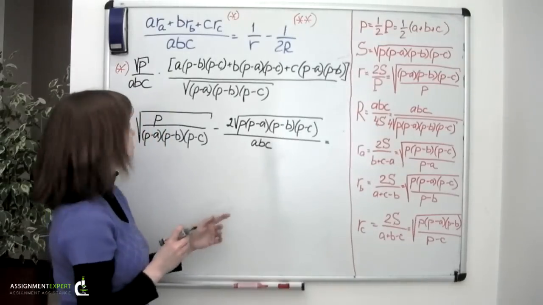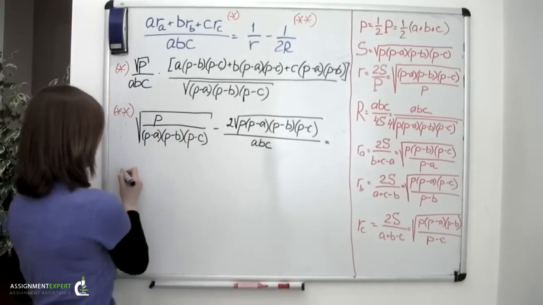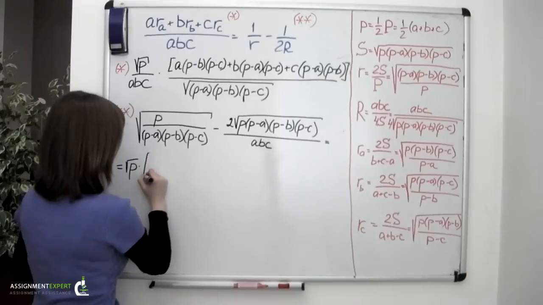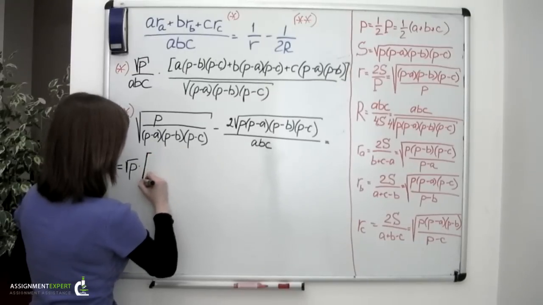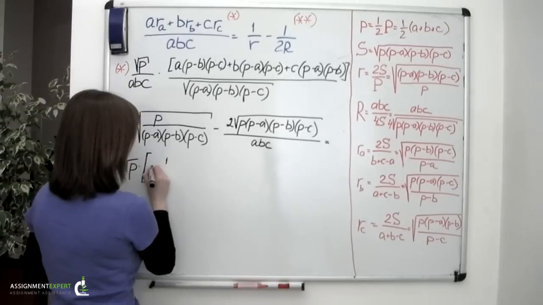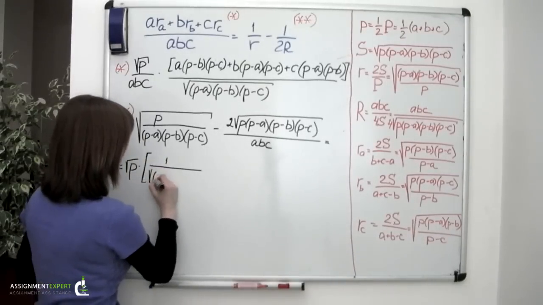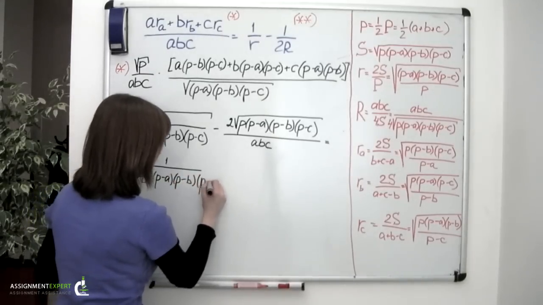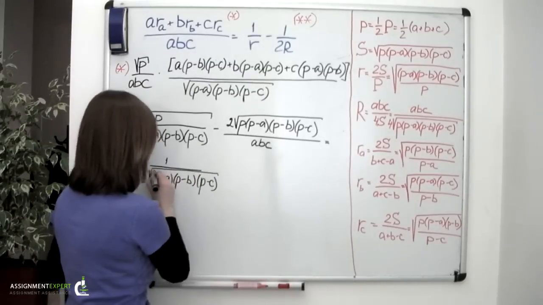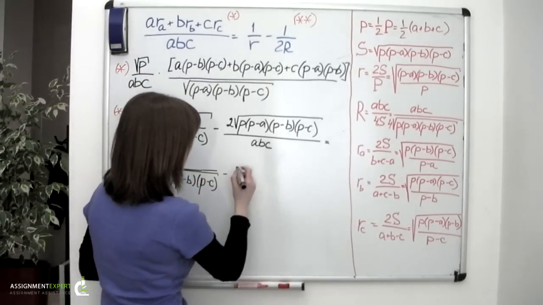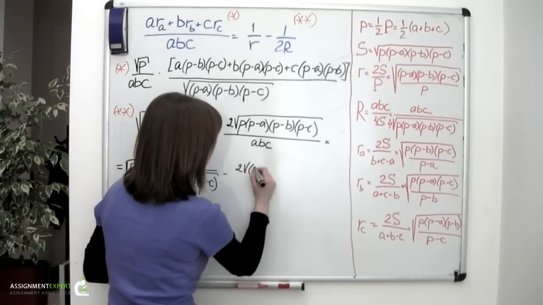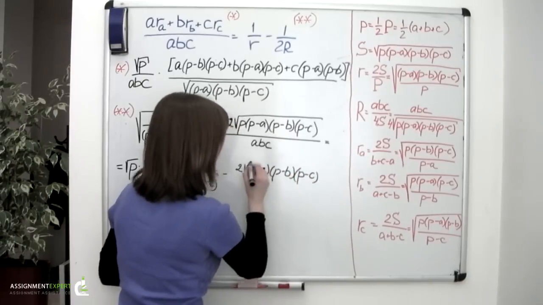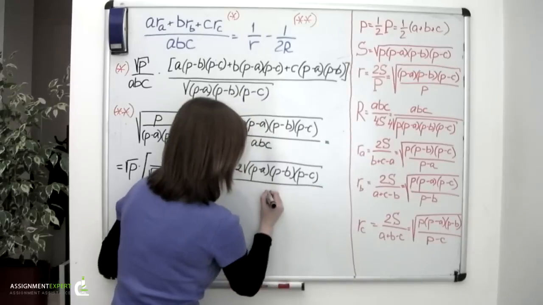And again, I suggest that we factor out the square root of P. So this leaves us with 1 divided by the square root of (P minus A)(P minus B)(P minus C), minus 2 times the square root of (P minus A)(P minus B)(P minus C), over ABC.